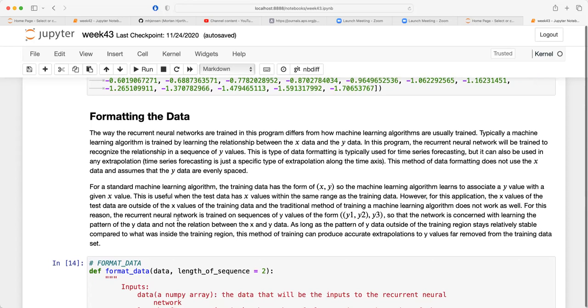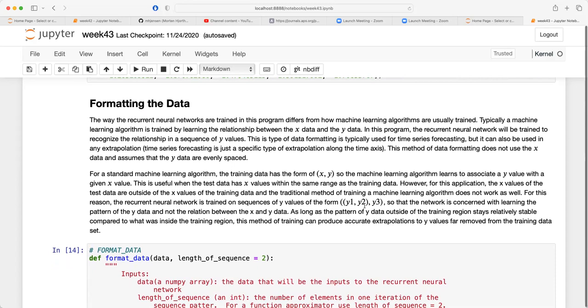For this reason, the recurrent neural network is trained on a sequence of y values of the form y1, y2, which then predicts y3, and then you take y2, y3 and predict y4, and so on. So this is just in terms of pairs, so that the network is concerned with learning the pattern of the y data and not the relation between x and y. This is another way by which you could make an extrapolation. The previous case which you saw was a calculation of a sine function, which we used as training data, and then we used that to make the prediction for the last 200 time steps.